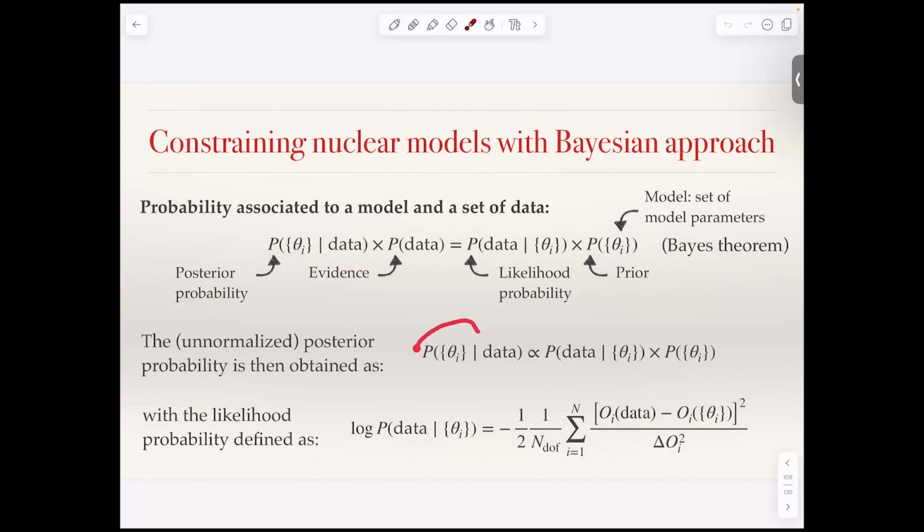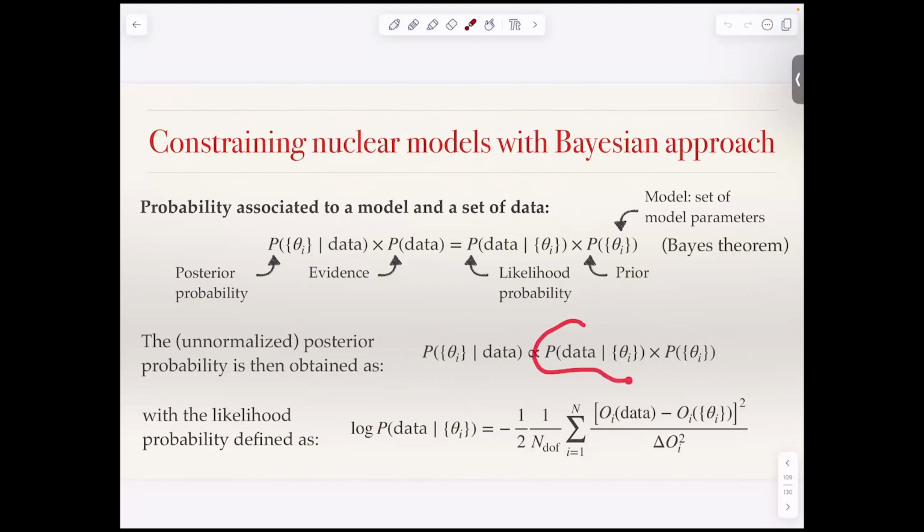So this posterior probability is the same quantity as this one here. Because I have this equality, this is my probability, knowing the probability associated to the data given a set of models, my likelihood probability, times my prior, the probability associated to the prior knowledge on the model parameters.